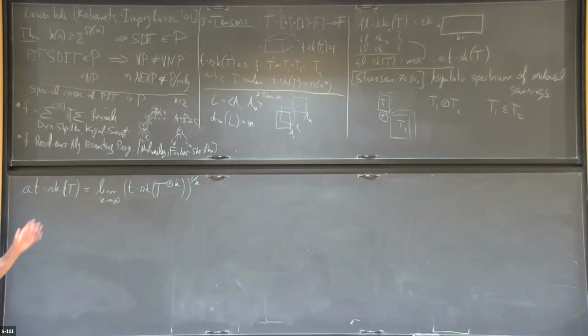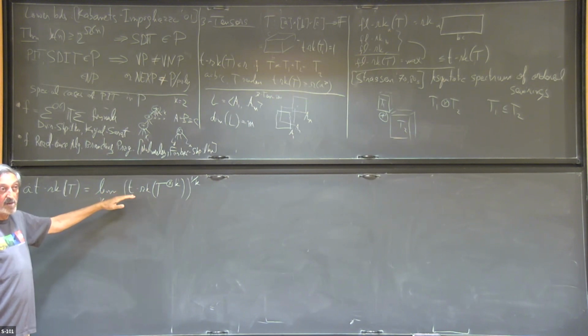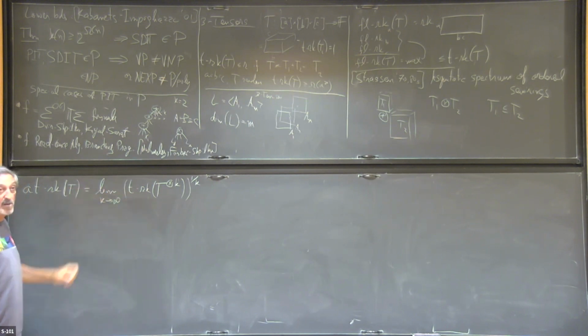Okay, so if you did this for matrices, it's well known that the tensor rank of matrices is a product of the ranks, right? So in matrices, it's not interesting. The asymptotic rank and the normal rank are the same. For tensors, it's not the case. The asymptotic rank can be smaller.